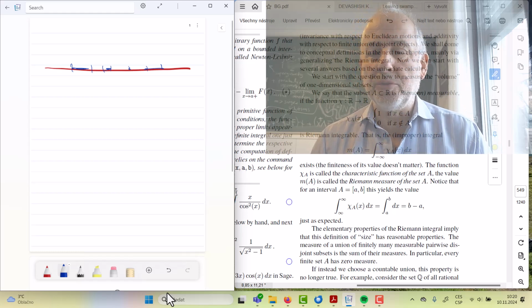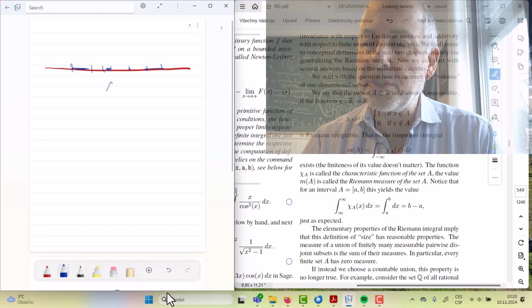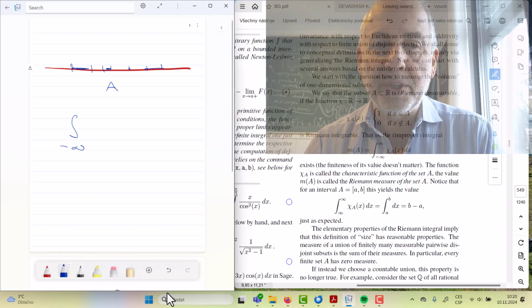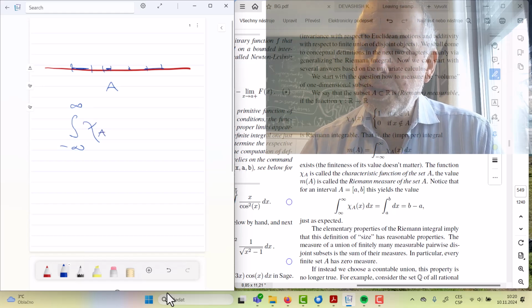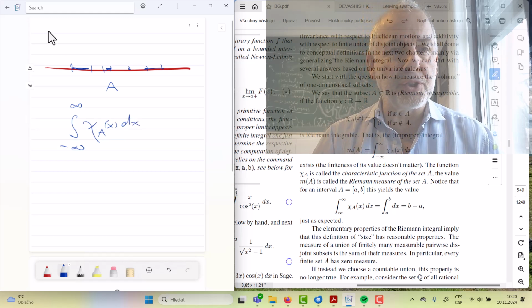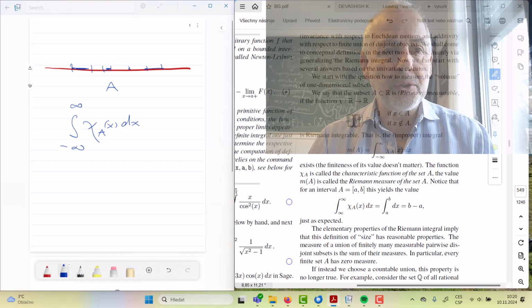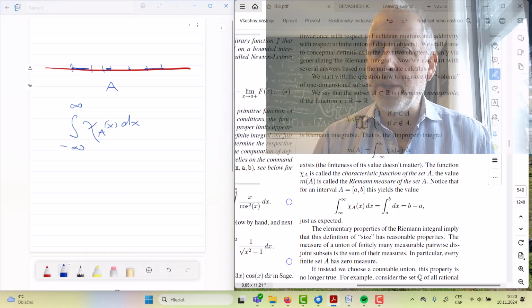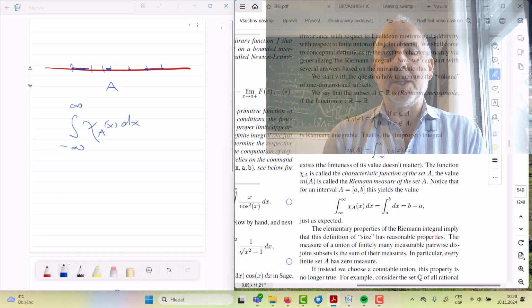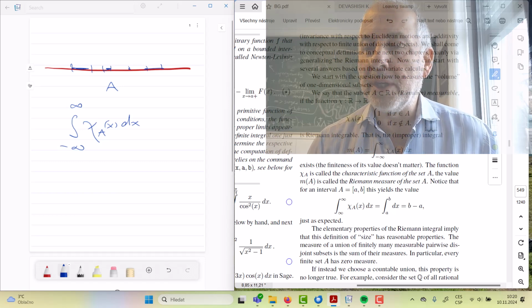And the easy way to do it is just to measure such a set A via an integral, which will be an integral from -infinity to infinity. And what we shall integrate is the so-called indicator function. So that will be this thing. And the indicator function is just this one. So you see, it's 1 in the points where the points belong to A and 0 elsewhere. So integrating this will simply tell us how big the set A is.